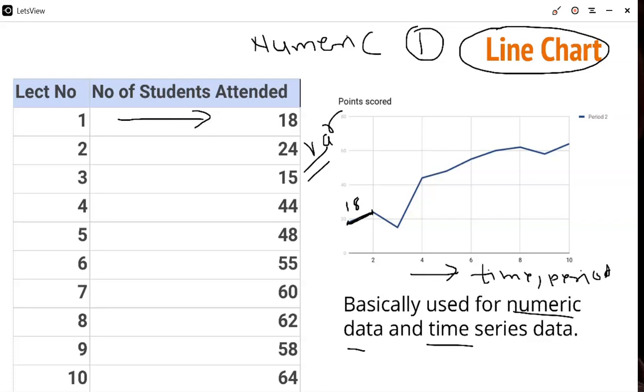So this captures the variation of a numeric data variable with respect to a time period, and that's why it is called the line chart. The line chart is typically used for univariate analysis, and the second most important point to remember is that it is used to represent numeric data, and it is basically used for time series data and the relationship of the variable with respect to time.